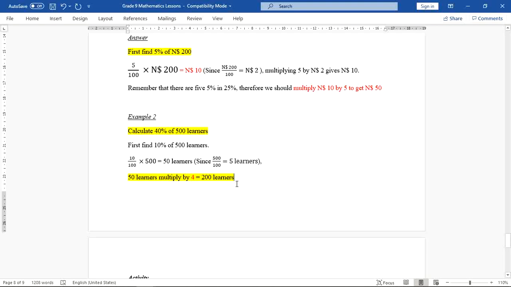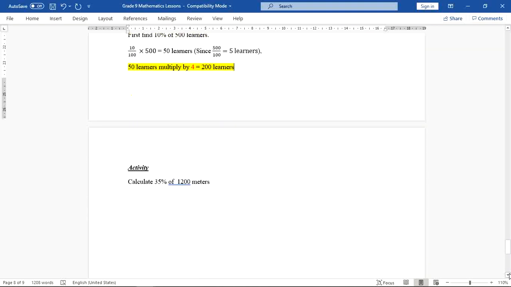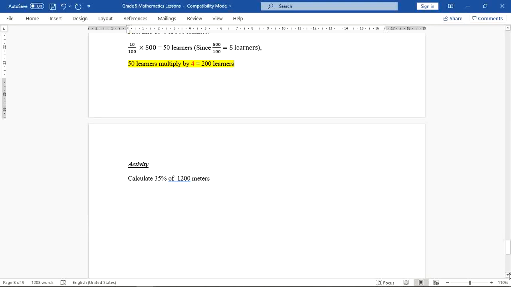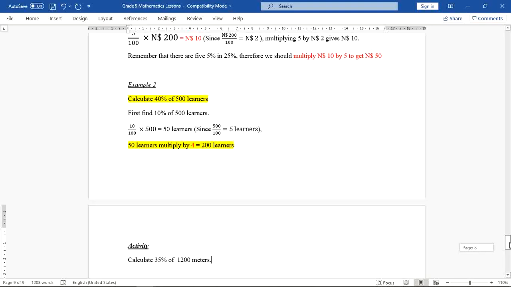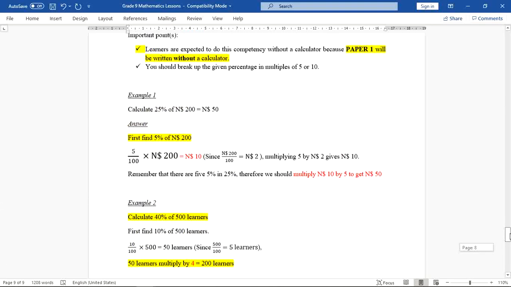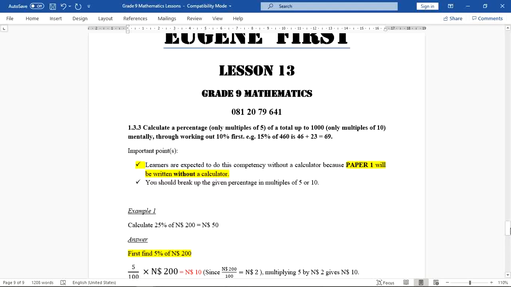So my friends, I hope this is making sense to you. Let me see if you can get this on your own. Remember to take a picture and share with me your answers. I want you to try this. Calculate 35% of 1,200 meters. Please take a picture and WhatsApp your answers to me, so I can give you feedback and one-on-one attention. Here is my cell phone number. Please do get in touch with me.